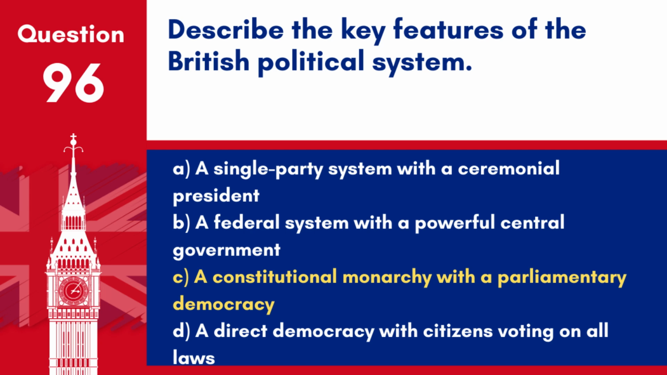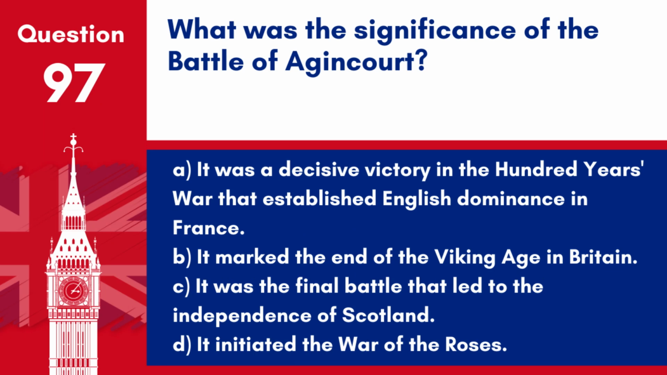The British political system is characterized by its structure as a constitutional monarchy, where the monarch has ceremonial roles, and a parliamentary democracy, where elected officials govern the country. Question 97. What was the significance of the Battle of Agincourt?